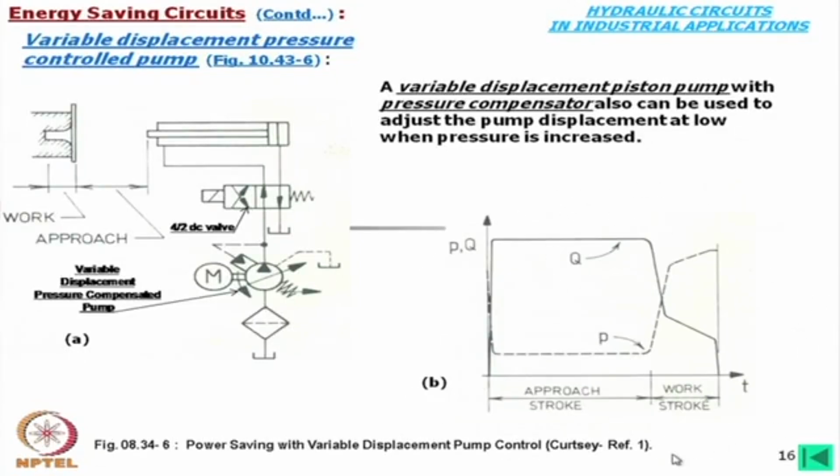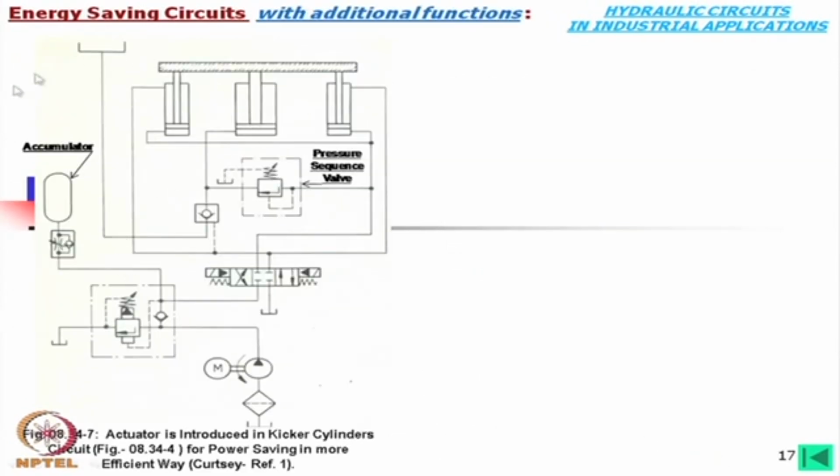We can study this circuit maybe next time, and this is again a kicker circuit with an accumulator. This is the same operation, but with this accumulator it further saves the energy, and in this case we do not use the open tandem center, we have used a closed center valve here.